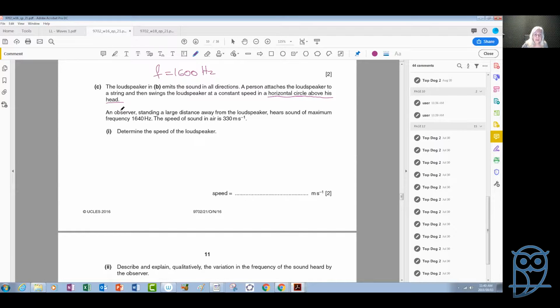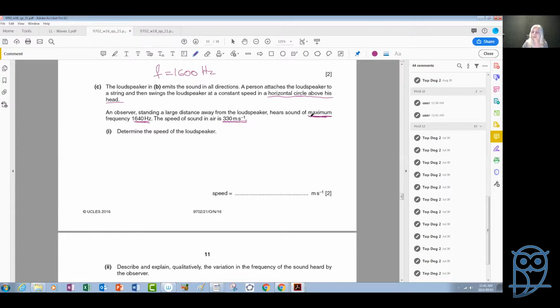Now an observer standing a large distance away from the loudspeaker hears sound of maximum frequency of 1,640 hertz. So the maximum frequency that this person hears is 1,640. In other words, they give us the frequency of the high-pitched sound that we hear when the speaker is on its way closer to us. So this is the maximum frequency that we hear. The speed of sound in air is 330 meters per second.